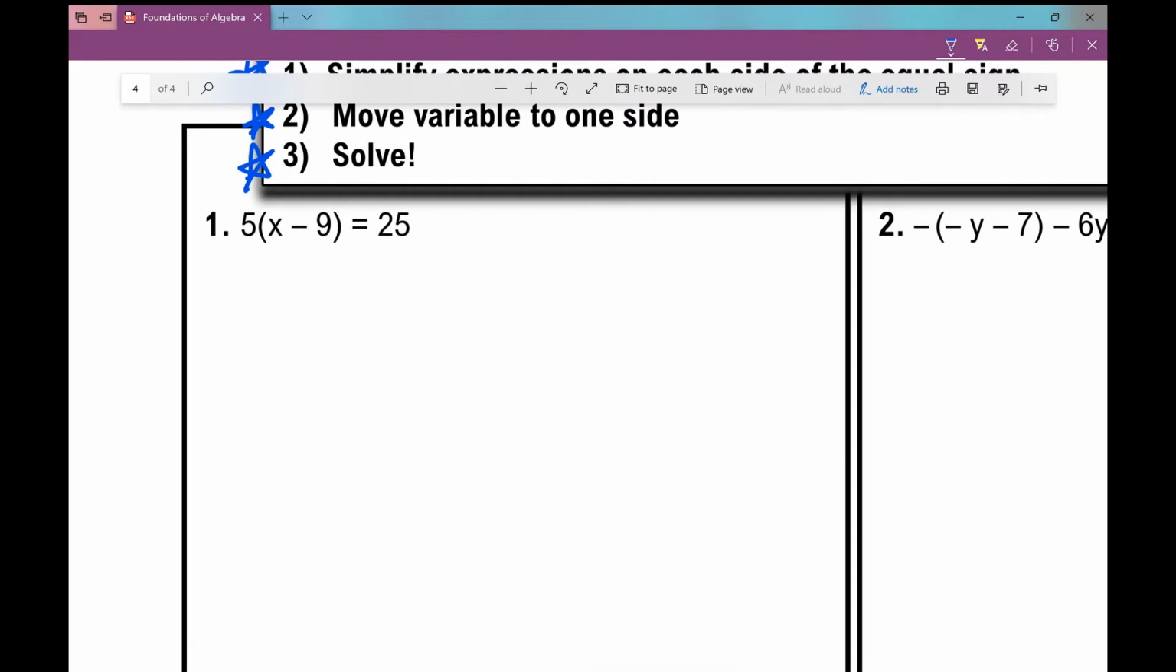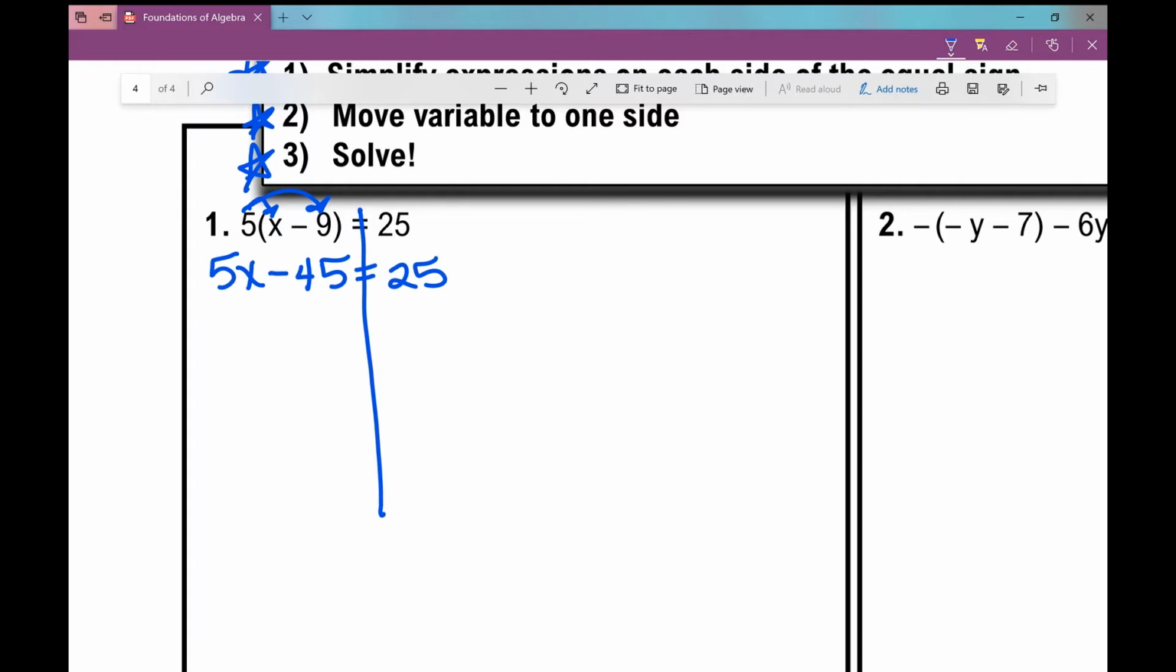Now in Algebra 1, I teach this where I can draw a line down my equal sign and then I want x equals whatever the value of x should be. So x is on one side of this line and the value of the variable is on the other side. I'll show you what that looks like here, but I don't use this line in Algebra 2. So 5 times x and 5 times negative 9. I get 5x minus 45 equals 25.